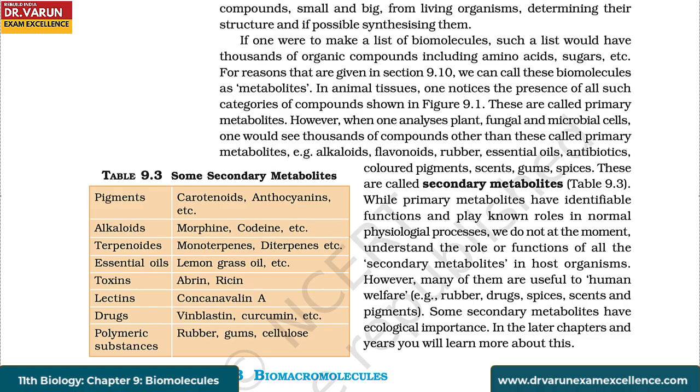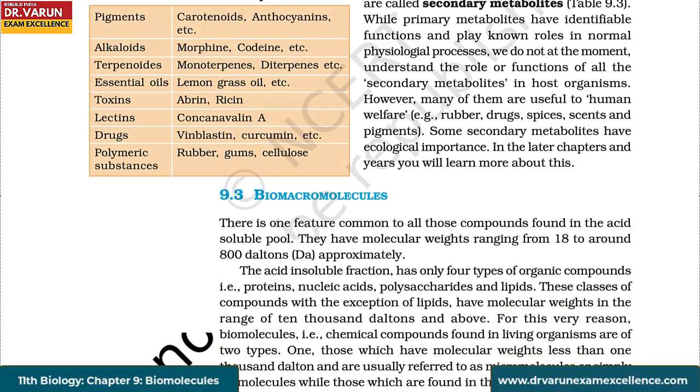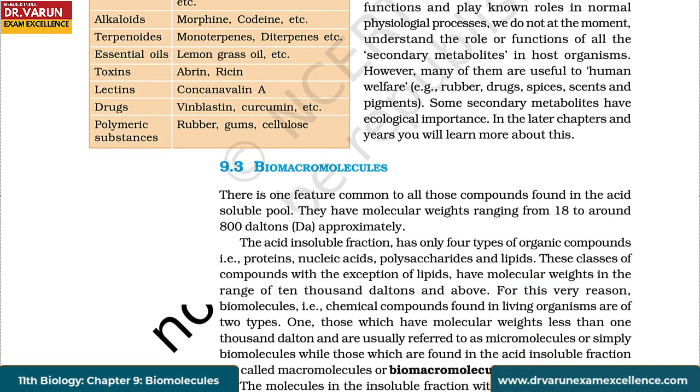While primary metabolites have identifiable functions and play known roles in normal physiological processes, we do not at the moment understand the role or functions of all the secondary metabolites in host organisms. However, many of them are useful to human welfare. Example: rubber, drugs, spices, scents, and pigments. Some secondary metabolites have ecological importance. In the later chapters and years, you will learn more about this.